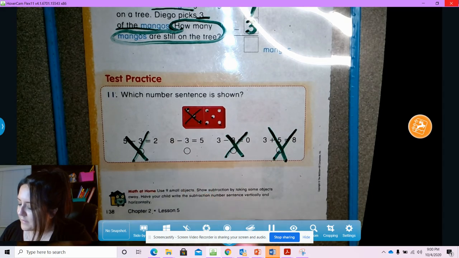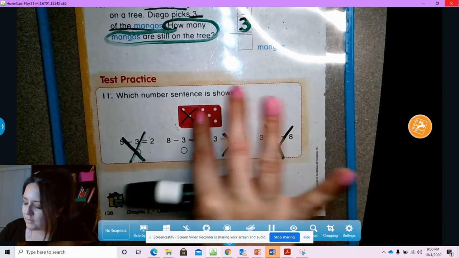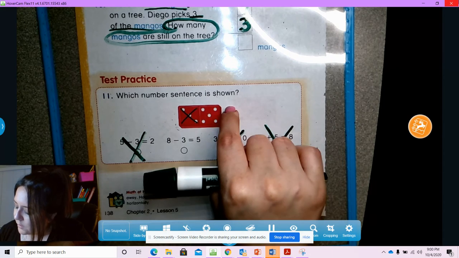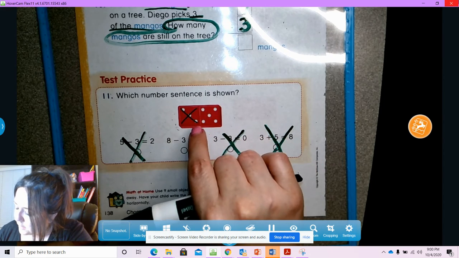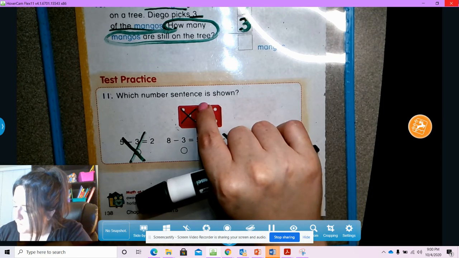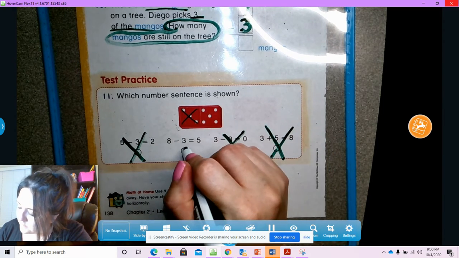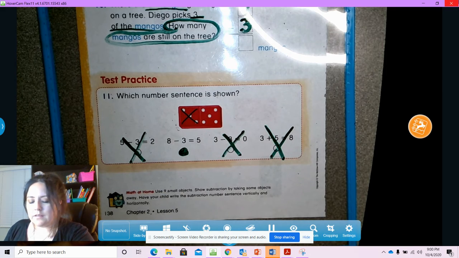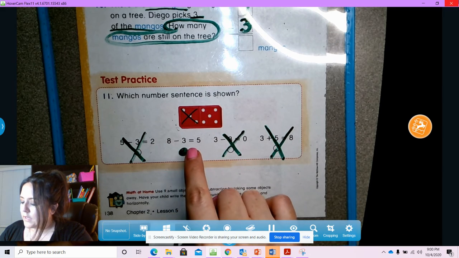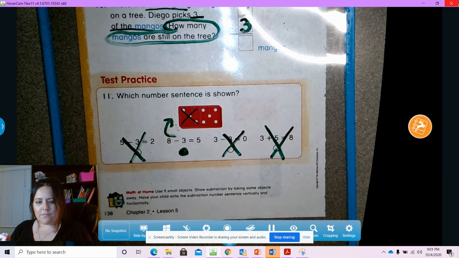Okay, then I can see 8 minus 3 equals 5. Well, let's check it. Okay, I started with 8. I took away 3. 1, 2, 3. Yep. And I have 5 left. 1, 2, 3, 4, 5. Yep. Everything matches, so I know that this is my answer. 8 minus 3 equals 5 matches this picture.